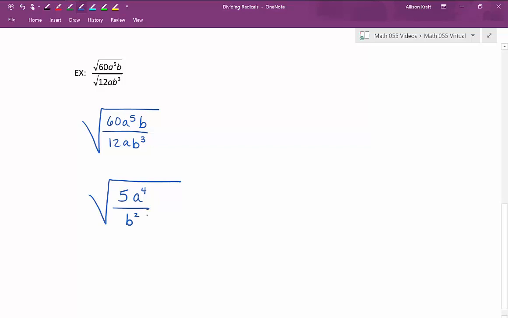Great. So I see these exponents of 2 and 4. I have an index of 2. I want to simplify those. So now we're going to apply quotient rule a second time and break this up into the square root of the numerator over the square root of the denominator and simplify.